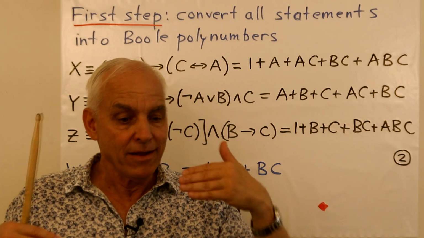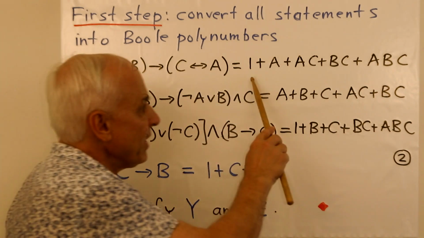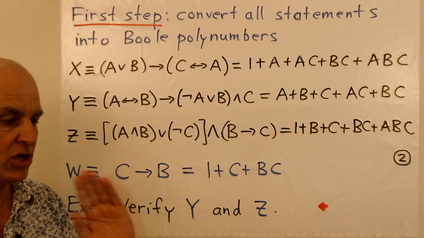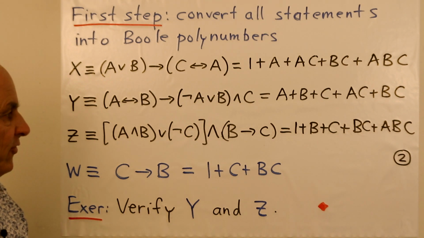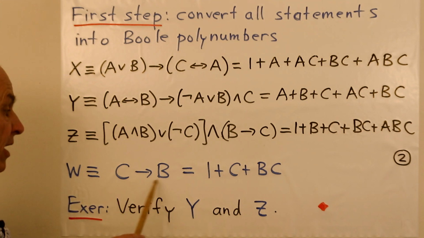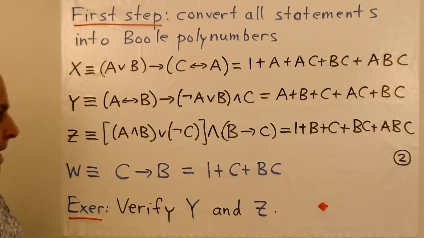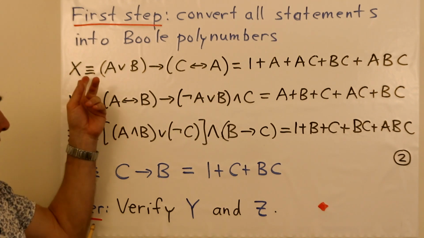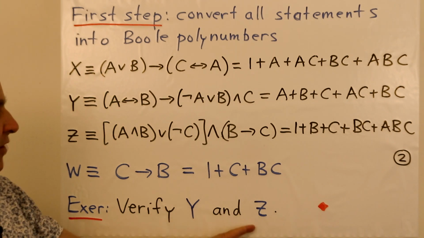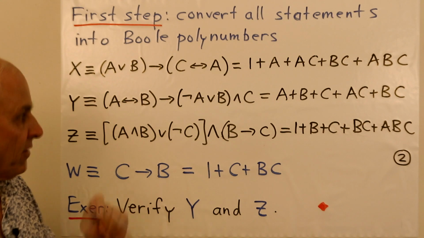So this is a new framework that allows us this crucial property that the results of simplification are canonical, so we can check and everybody has the same answer. And the conclusion, of course, we also have to convert that. C implies B is, of course, 1 plus C plus BC. Now, I'm going to check X, and I'll explain how this is derived, and I'm going to leave Y and Z for you as exercises. See if you actually agree that I've done it correctly.